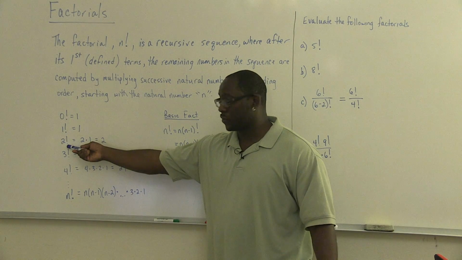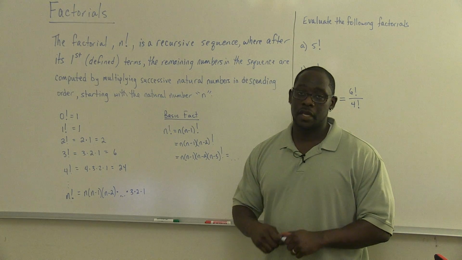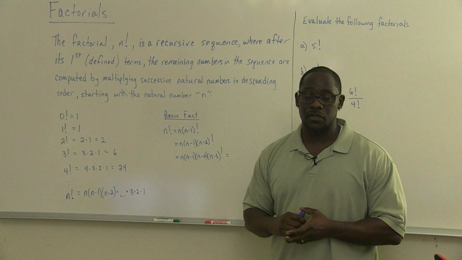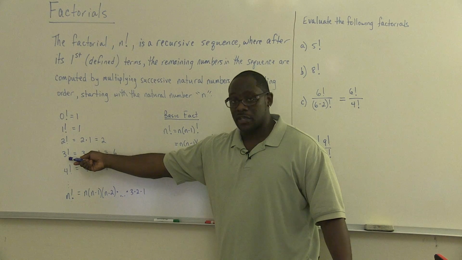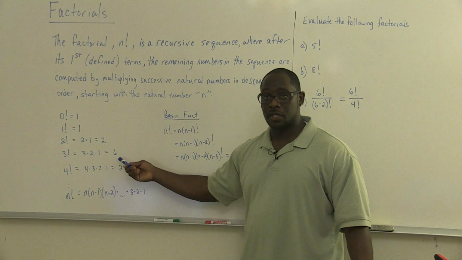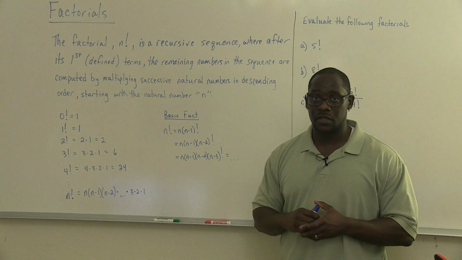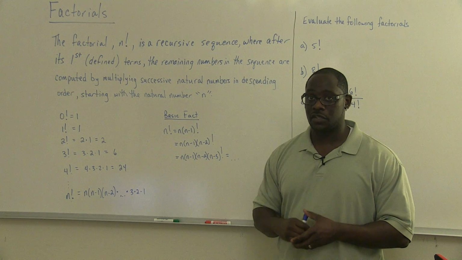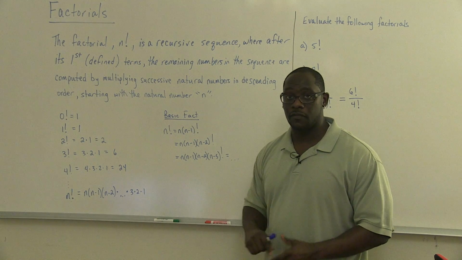So as you see here for 2 factorial, we have 2 times 1 equals 2. And again, we stop at 1 because 1 is the smallest natural number. For 3 factorial, we have 3 times 2 times 1. And of course, when we multiply all that together, we get 6. And then for 4 factorial, it's just 4 times 3 times 2 times 1. And you see we get 24.